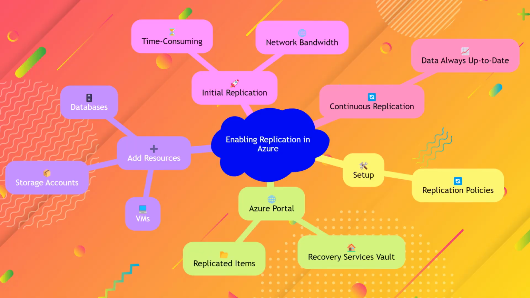Once the replication policies are set up, the next step is to enable replication for your resources. In the Azure portal, navigate to the Recovery Services Vault and select Replicated Items. Follow the prompts to add the resources you want to replicate, such as VMs, storage accounts, and databases. Azure will then begin the initial replication process, copying data from the source to the target environment.